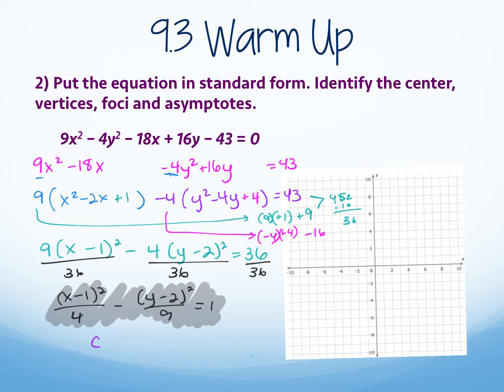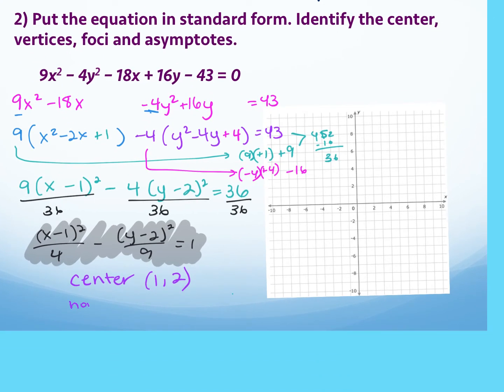From here, I can identify my center to be (1, 2). Is this vertical or horizontal? Horizontal, because the x comes first. The a² is 4, which makes a 2. The b² is 9, which makes b 3.